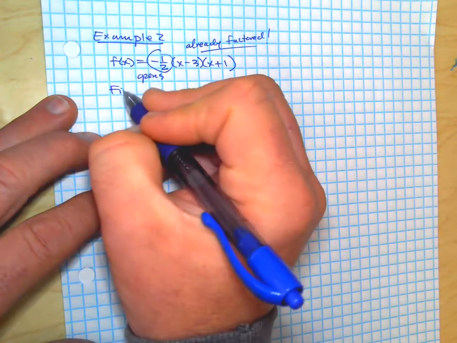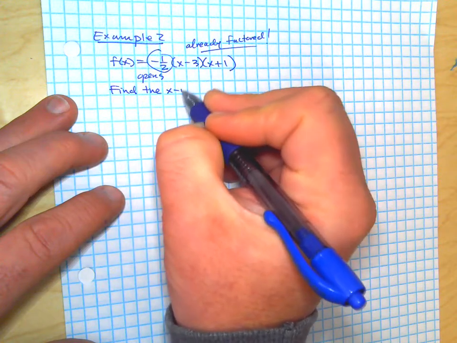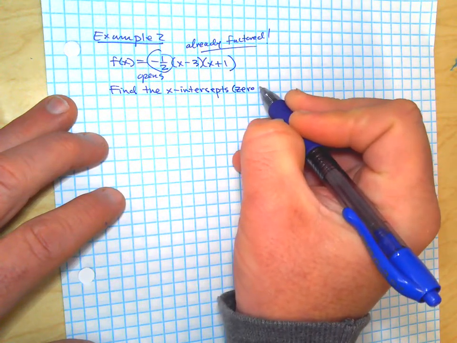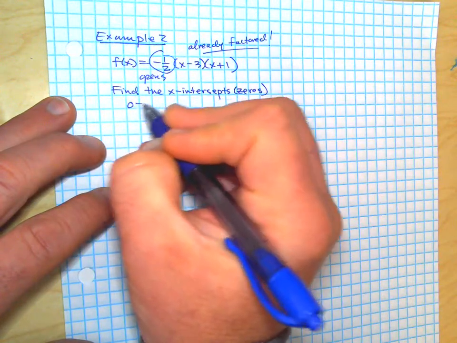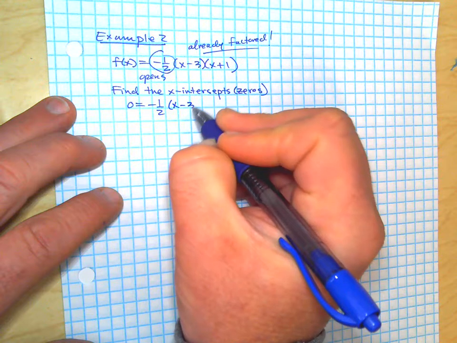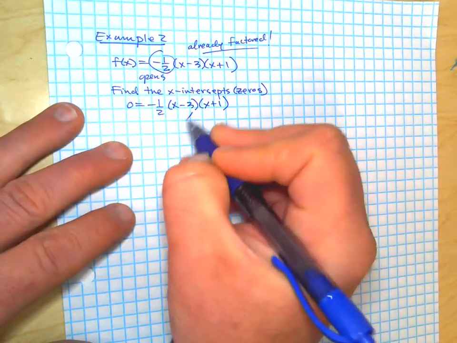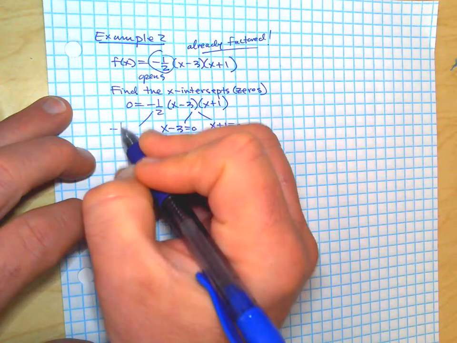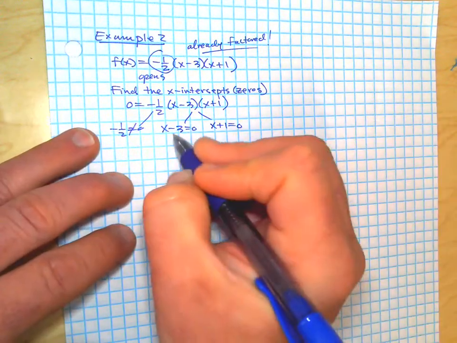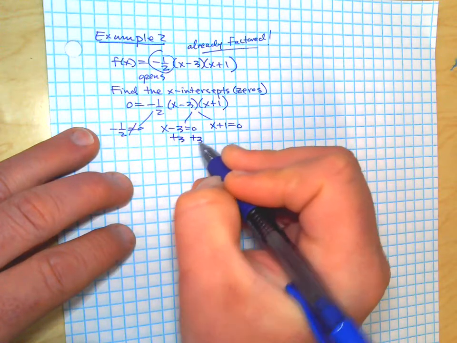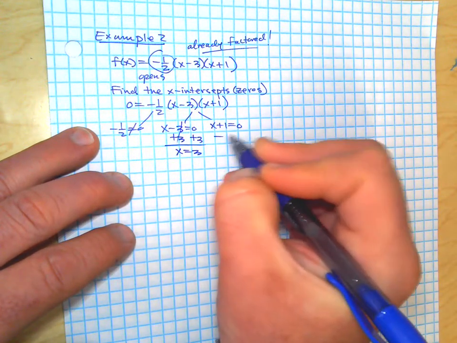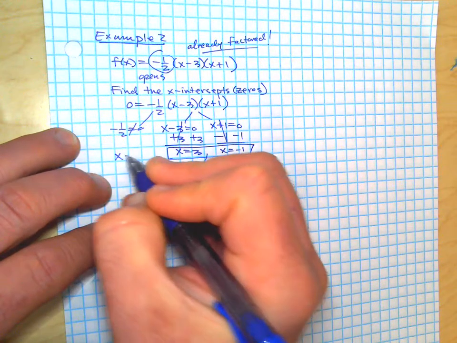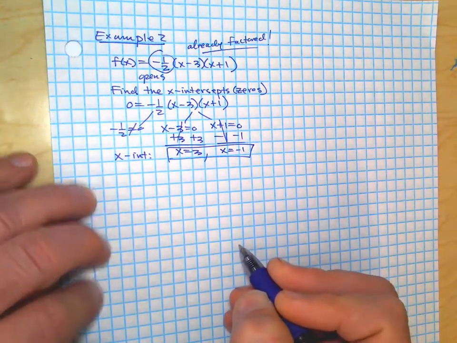But let's find the x-intercepts, or zeros. And this time we can jump right into that. We set the y value equal to 0. It's already factored, so we set each factor equal to 0. You could set negative 1/2 equal to 0, but that just doesn't make sense. It doesn't give you an answer. If there was an x up there, you'd get an answer. That would be a different kind of shape. So we solve for x, get x by itself. These are our x-intercepts. Okay, cool.